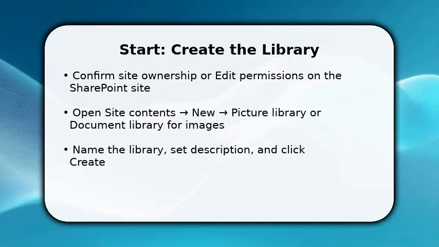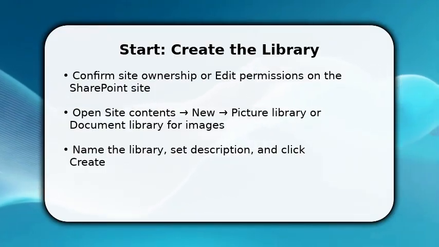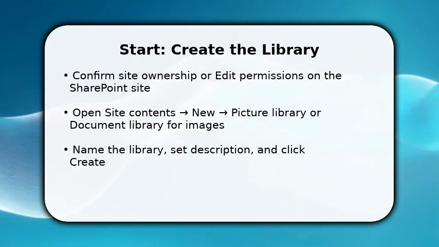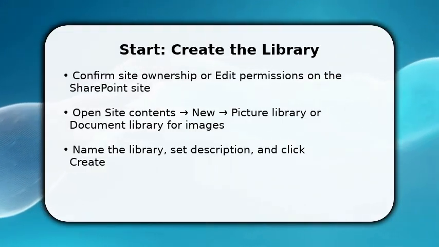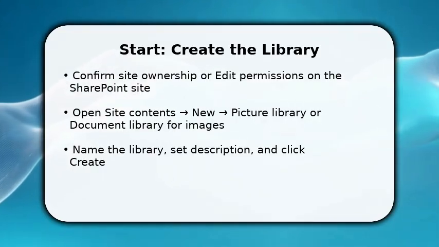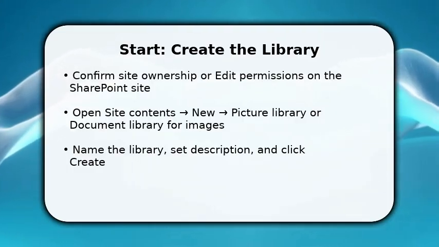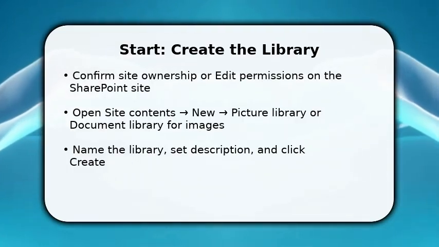Now create the library. Go to Site Contents, choose New and pick Picture Library or Document Library if your tenant lacks picture type. Name it clearly so people know it holds images. Add a short description for search context. Once done, click Create and the library appears in Site Contents. Make sure to add it to site navigation for easy access. This first step gets your storage and basic structure in place, so you can configure it next.